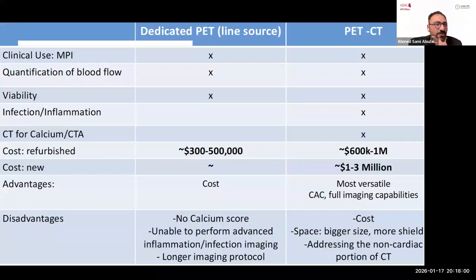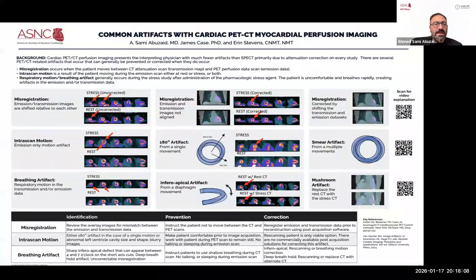And I think this is just for comparison, the difference between cost, advantages and disadvantages with dedicated PET and PET CT. And I think we came up with this nice algorithm with artifacts, right? As I said before, you have an emission, you have transmission, and the patient in the scanner. And if the patient moves, you're going to have some sort of interscan motion artifact.